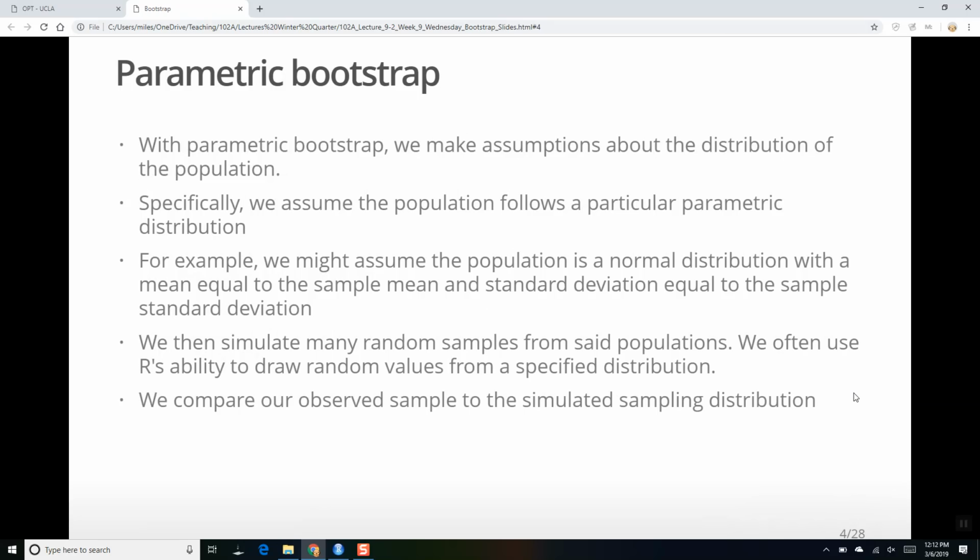And then we generate a sampling distribution based on assuming what the population looks like. We generate a sampling distribution, and now we are able to compare our particular observed sample to the sampling distribution and say, is my sample unusual under this assumption or not? Okay.